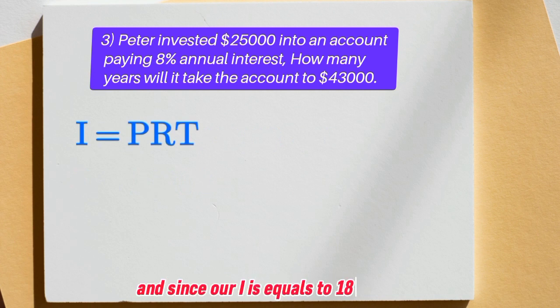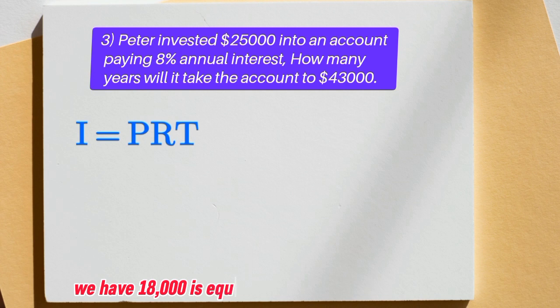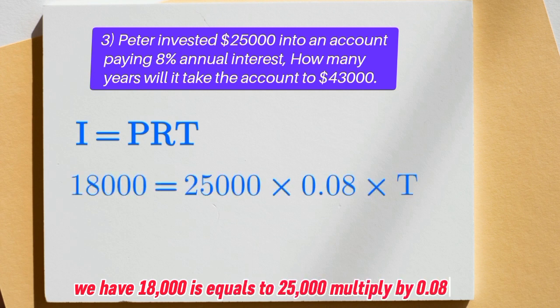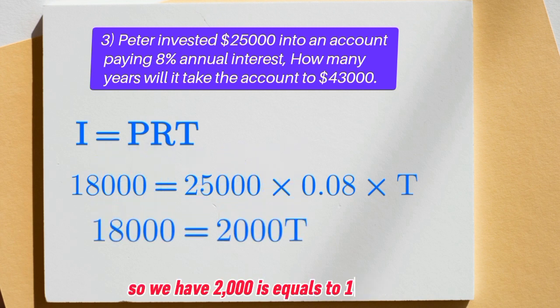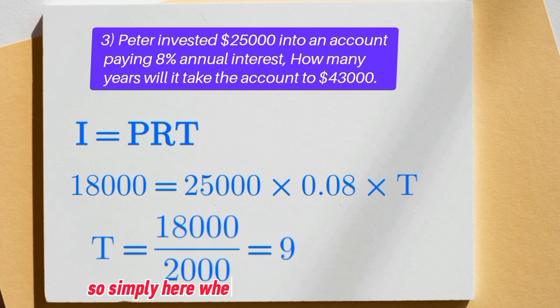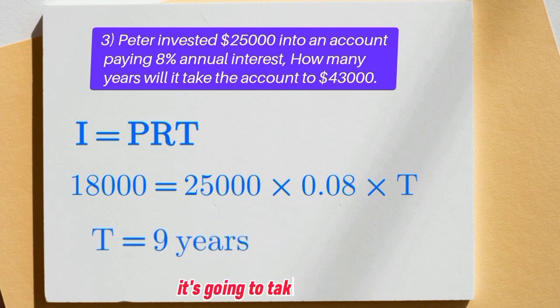And since our I is equal to 18,000, we have 18,000 equals 25,000 multiplied by 0.08 multiplied by T. So first of all, we're going to multiply 25,000 by 0.08. That gives you 2,000. So we have 2,000 T equals 18,000. So what do we do? Divide both sides by 2,000. So simply here, when you divide 18,000 by 2,000, we are left with 9. So it's going to take Peter 9 years to earn this $18,000 with an interest rate of 8%.